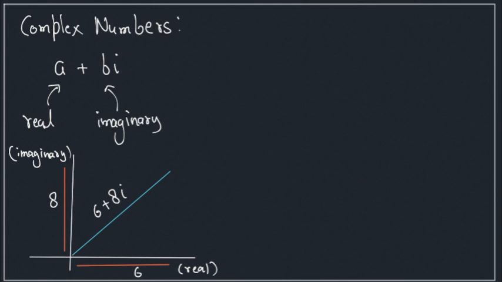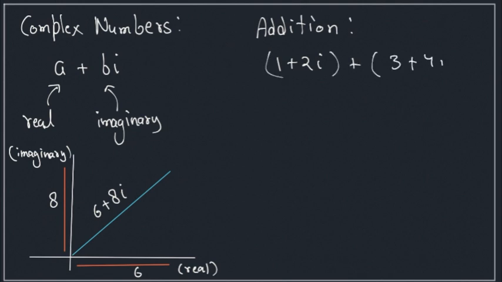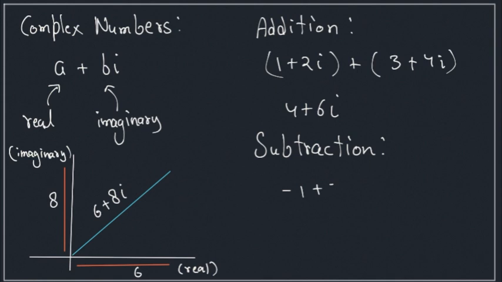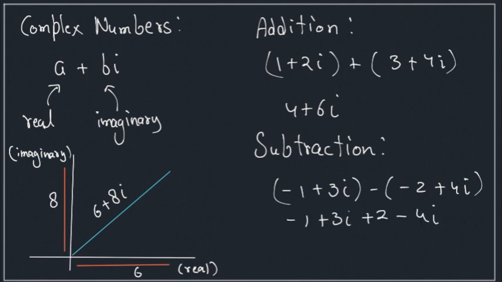Just like real numbers, complex numbers also follow the rules of addition, subtraction, multiplication, and division. For example, 1 plus 2i plus 3 plus 4i will give us 4 plus 6i. Real components will get added together, and imaginary components will get added separately. Similarly, we can do the subtraction of two complex numbers. For example, negative 1 plus 3i minus negative 2 plus 4i will give us negative 1 plus 3i plus 2 minus 4i. If we combine the real components, we'll get 1, and if we combine the imaginary components, we'll get negative i.